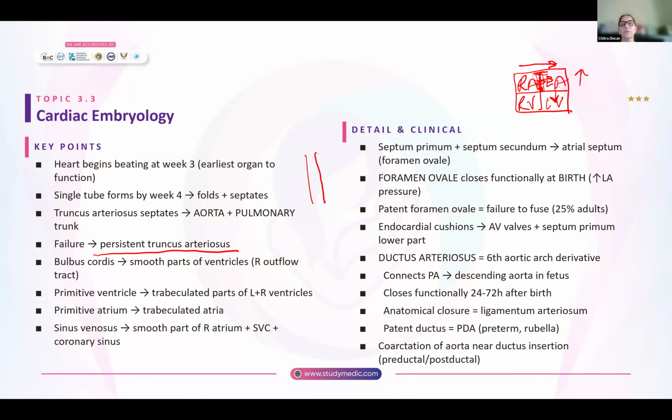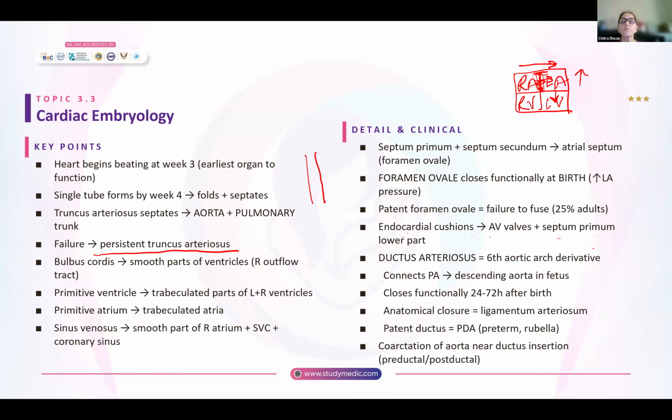Now, next coming, okay, so the other parts of this, the lower part of the septum primum forms from the endocardial cushions. So this endocardial cushion that is there, it forms the atrioventricular valves and the lower part of the septum primum. Now the ductus arteriosus that is there, it develops from the sixth aortic arch. It's a derivative of the sixth aortic arch.